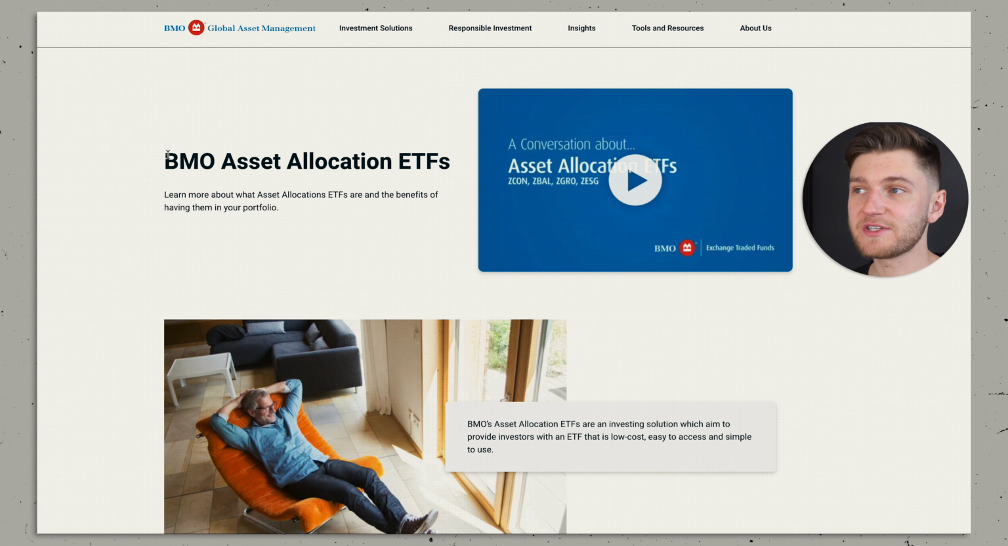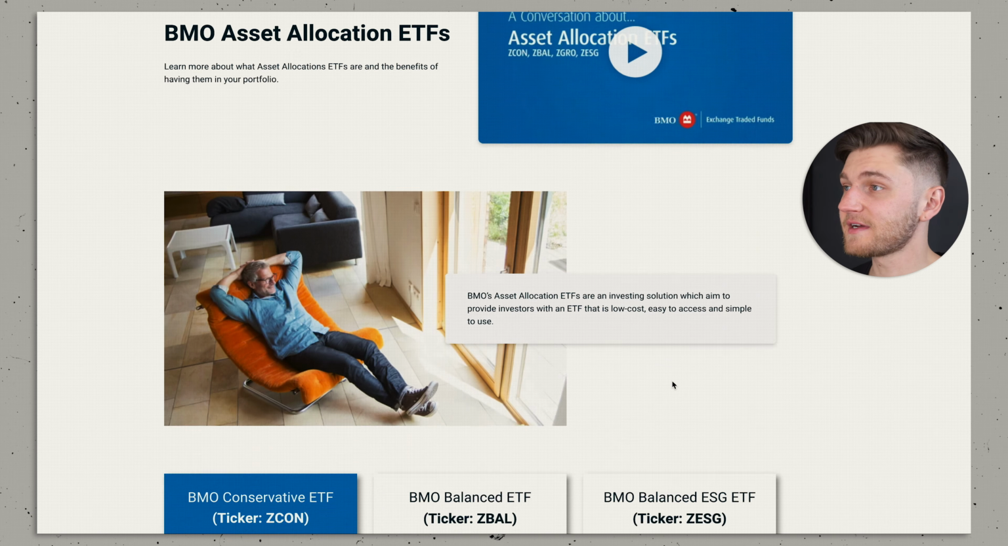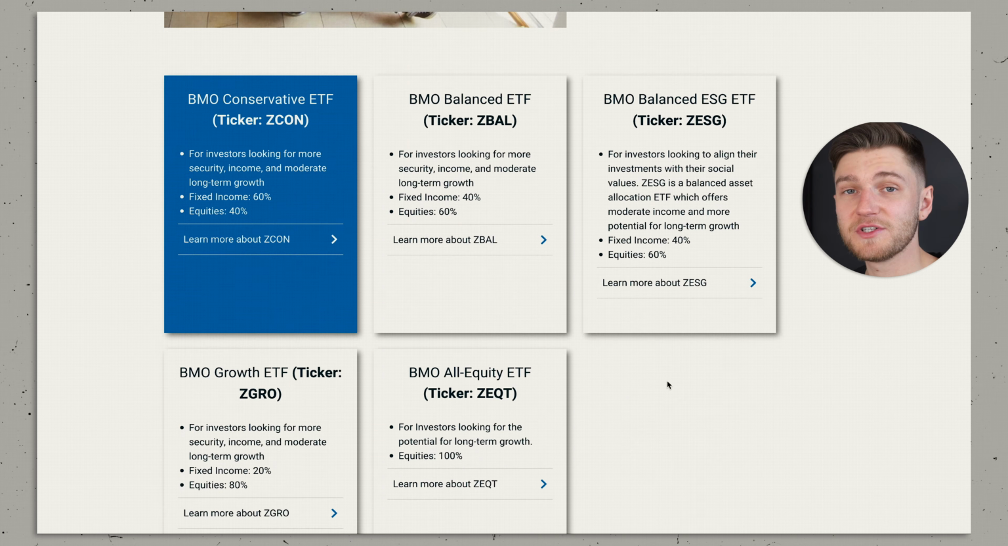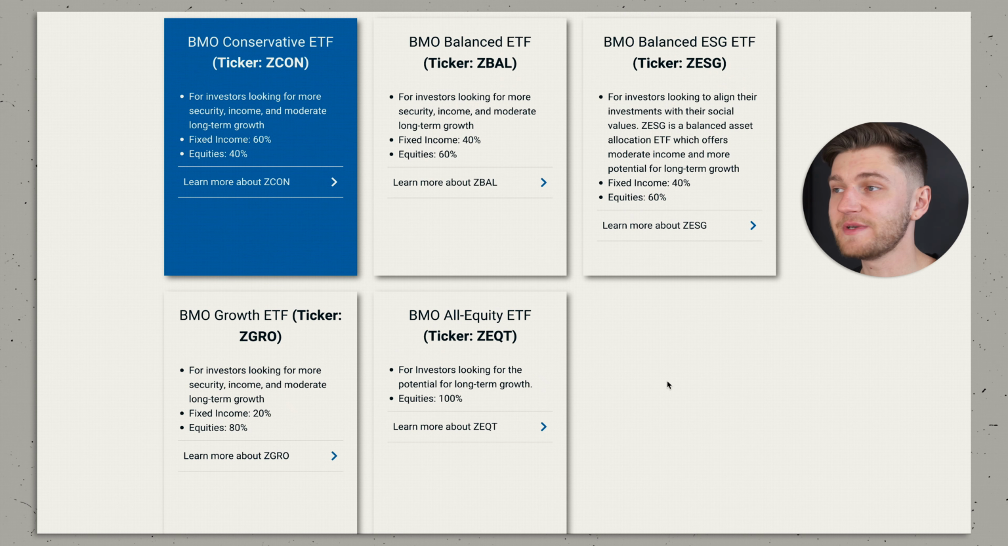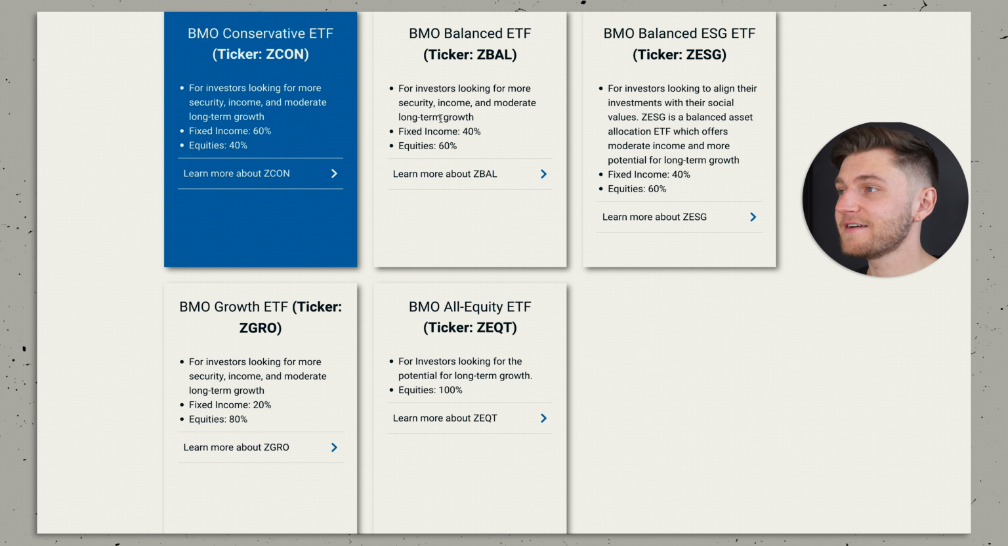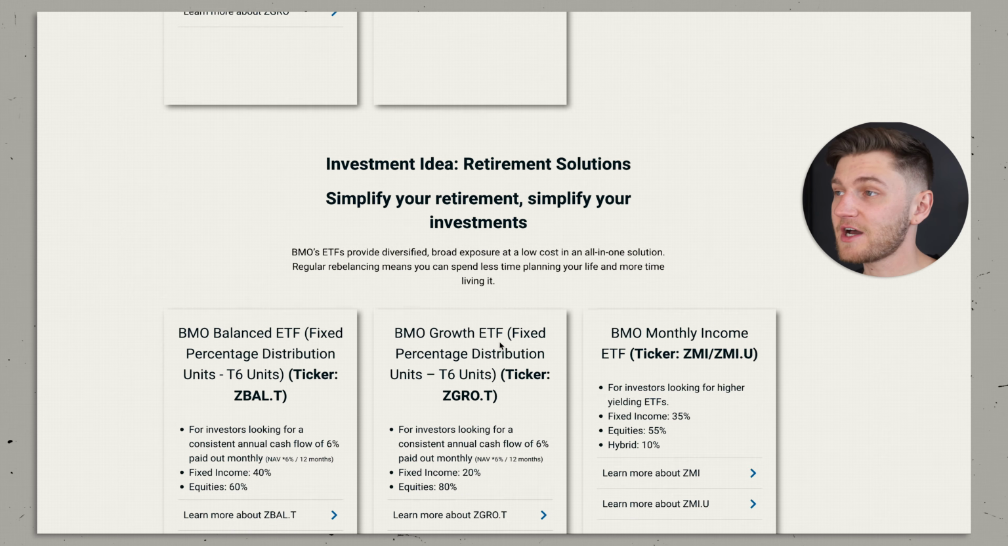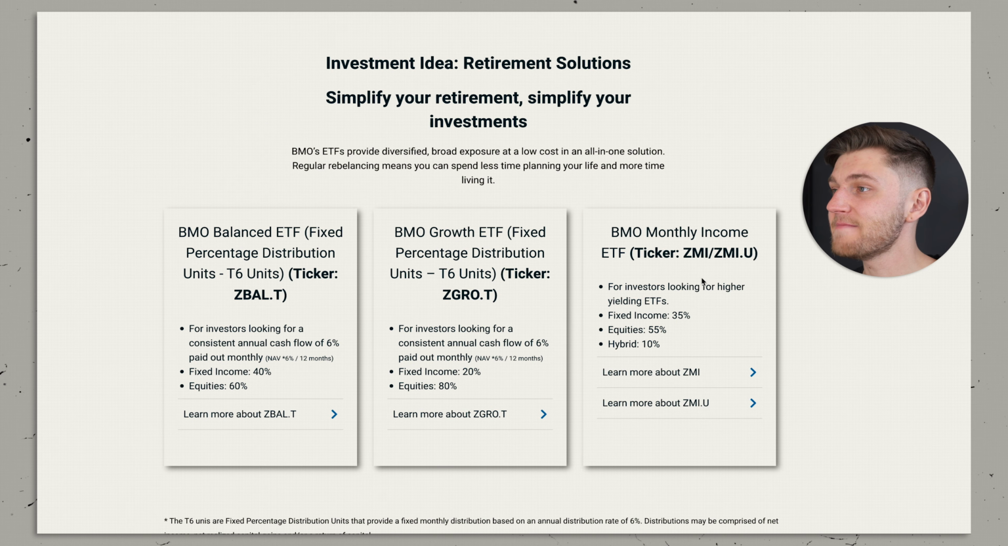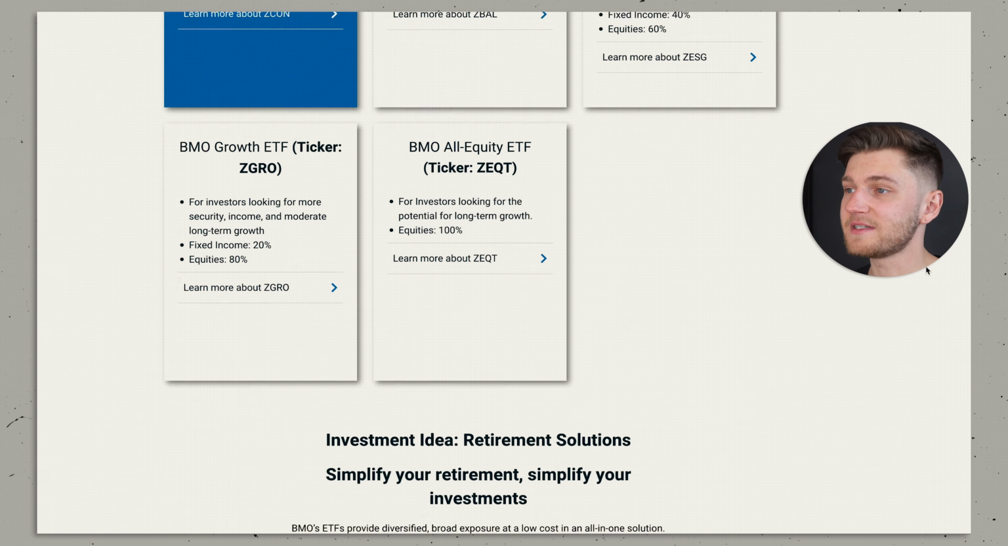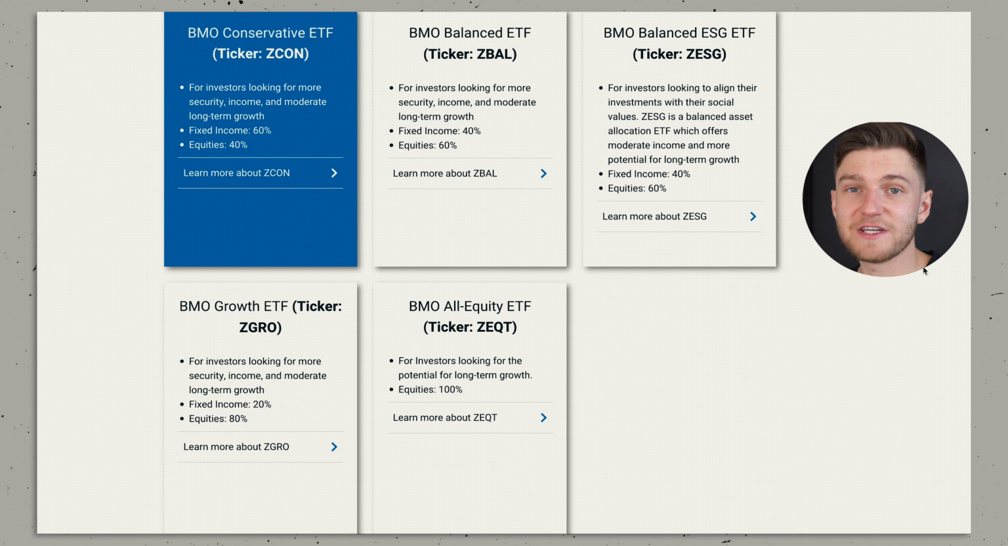audience. So in regards to asset allocation ETFs specifically, they currently offer 6 options for investors, 3 of which are traditional style asset allocation ETFs, while the 3 others offer some alternative options such as an all equity focus and a monthly income focus, as we can see right here. So we have ZBAL, ZGRO, ZCON, which are the more traditional style asset allocation ETFs, and then alternatives such as ZEQT, the all equity ETF, balanced ESG, and then the monthly income ETF.